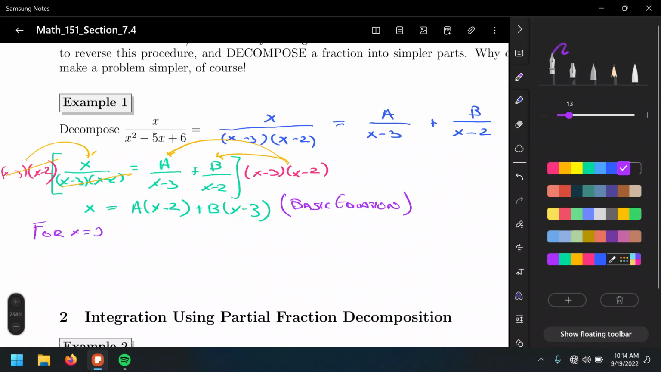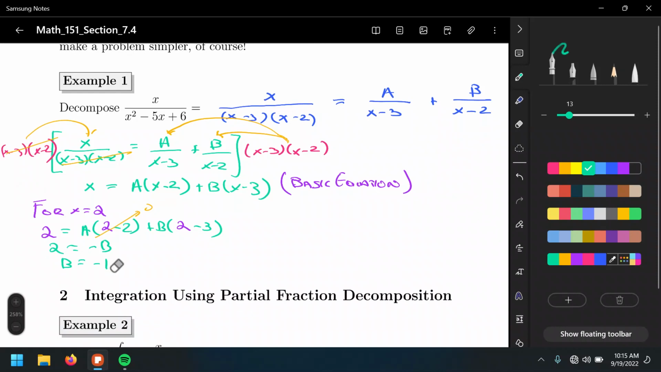So for x equals 2, we're going to plug in x equals 2 everywhere we see the x. So that is 2 equals a times 2 minus 2 plus b times 2 minus 3. Let me write down those 2's. What's going to happen here? 2 minus 2 is 0. 0 times a is just 0. And 2 minus 3, isn't that a negative 1? That's a negative b, and that equals 2. So b equals negative 2. So that's one of the unknowns.